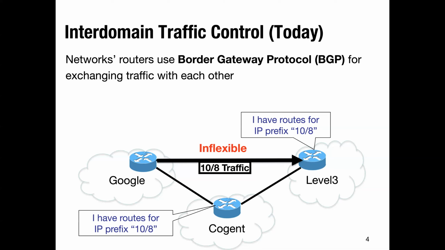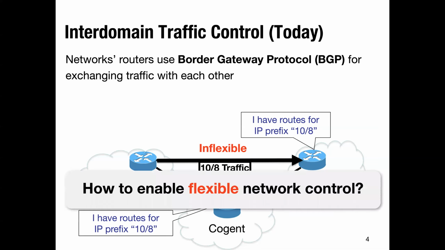Clearly, this is a bit inflexible, especially compared to the examples that we were looking at earlier. When you're making decisions at the IP prefix level, you're not able to differentiate based on, say, type of application, or some other meta information about the type of traffic that you want to apply the policy for, right? So the question is how can we enable flexible network control, right?